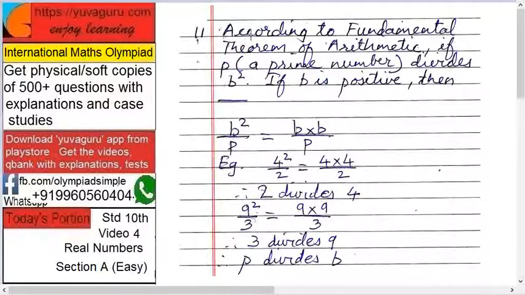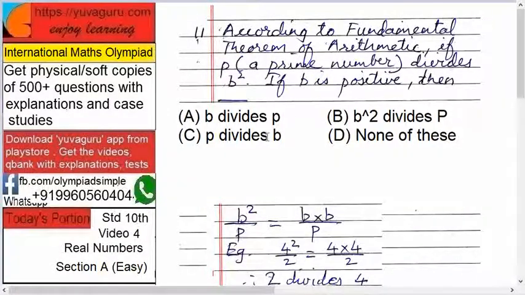Let's start. According to the fundamental theorem of arithmetic, if p, a prime number, divides b square, and b is positive, then what? These are the four options: b divides p, b square divides p, p divides b, and none of these.